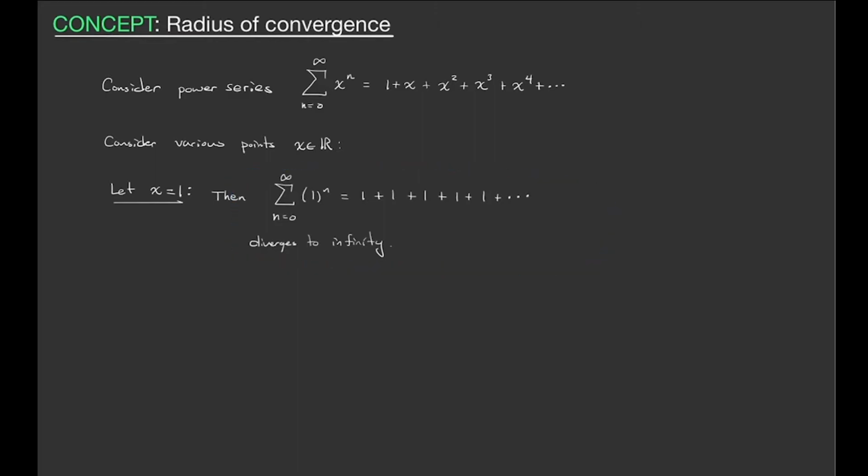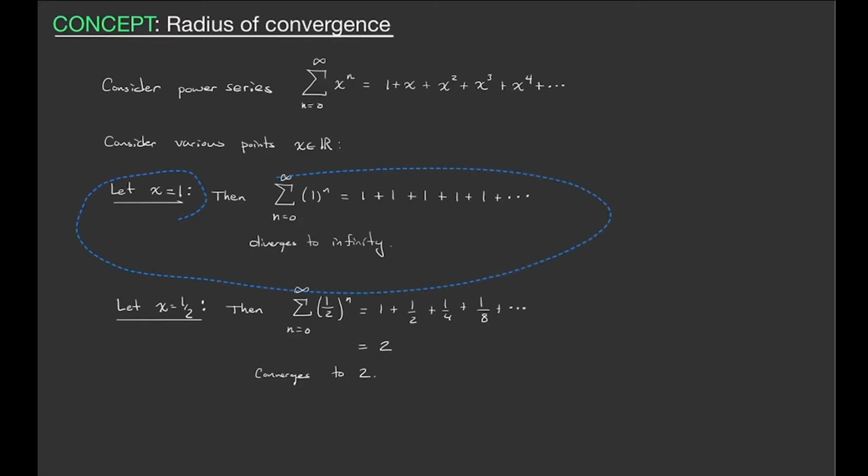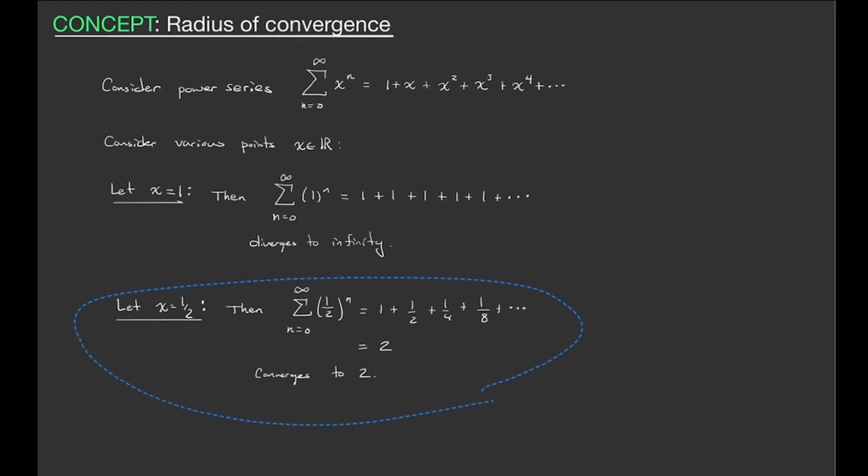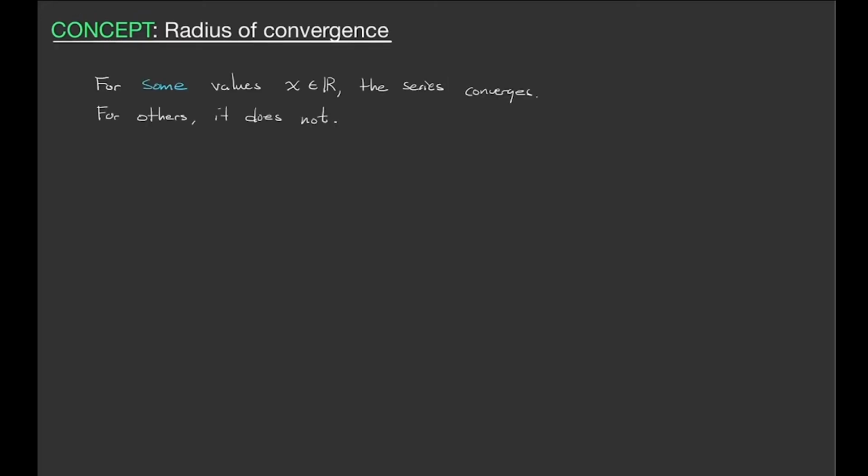Let's try another value for x. Let's try x equal to 1/2. If we substitute that in, then what we find is that the sum is equal to 2. And of course that converges to 2. Therefore, for some values, we have a divergent series, and for some values, we have a convergent series. We would really like to know what are all the values where it converges and what are all the values where it diverges. As we said, for some values, the series converges, and for some it does not.